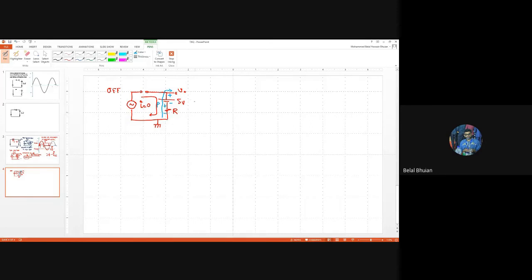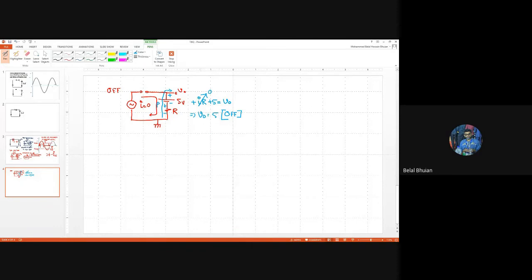If we start KVL, we get plus IR plus 5 equals V naught. However, we know I is equal to 0. So that gives us V naught is equal to 5 volt. So this is valid when? When the diode is off.